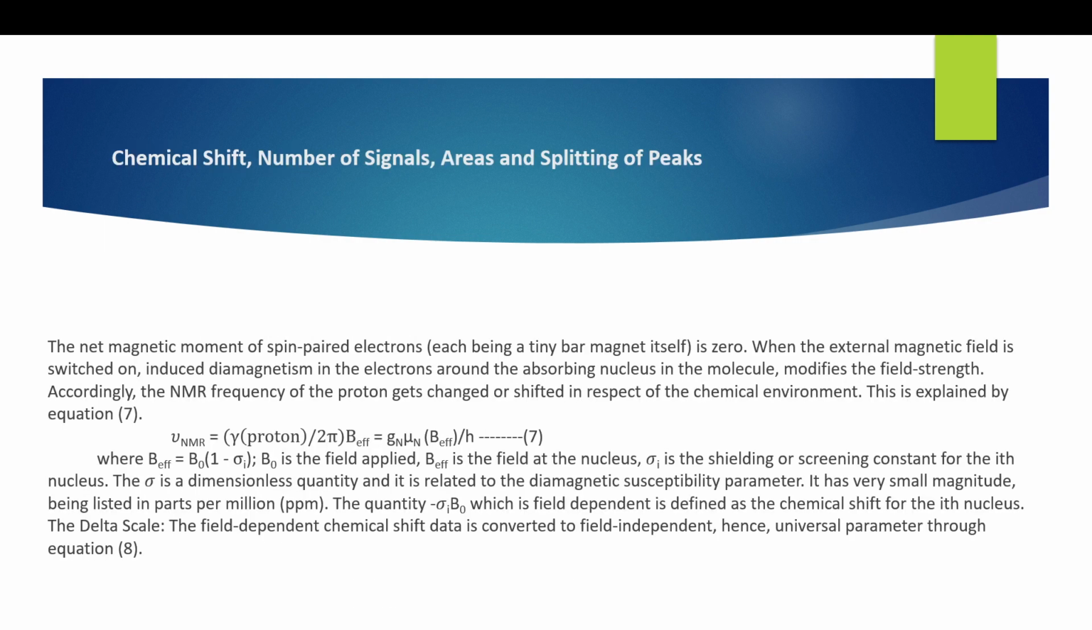Chemical shift, number of signals, areas, and splitting of peaks. The net magnetic moment of spin paired electrons, each being a teeny bar magnet, is itself zero. Actually, the electronic environment around the proton in the molecule is the most important feature. The field which is applied does not reach the nucleus as such. It gets modified. Why modified? Because of the surrounding electrons.